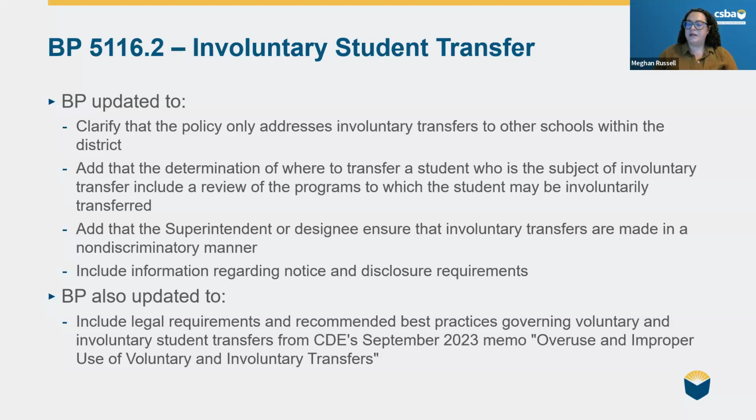In the policy, we also added that the determination of where to transfer the student should include a review of the programs to which the student may be involuntarily transferred, and also that the involuntary transfers are made in a non-discriminatory manner. Also, information regarding notice and disclosure requirements was added to the policy. Additionally, the policy was updated to include legal requirements and recommended best practices governing voluntary and involuntary student transfers that were based on CDE's September 2023 memo titled Overuse and Improper Use of Involuntary and Voluntary Transfers.